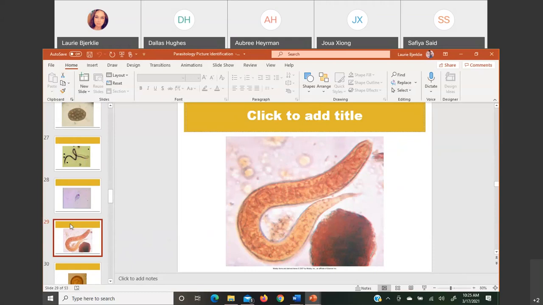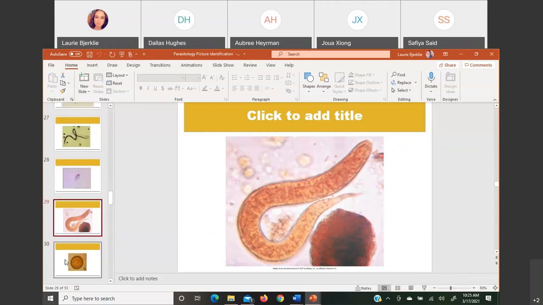All right, good. This one is Strongyloides stercoralis. Yep, usually passed as a larvae instead of an egg.